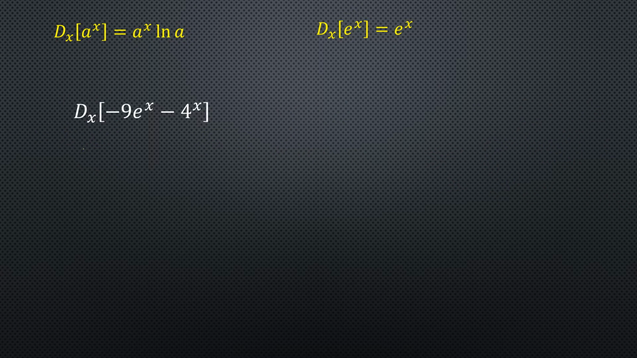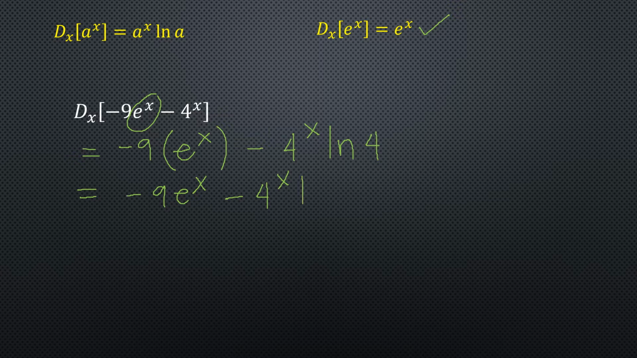Next example, we have the derivative of negative 9e raised to x minus 4x. We start from negative 9e raised to x, and that is negative 9 times the derivative of e raised to x, which is itself e raised to x. So we have e raised to x minus 4 raised to x and ln of the base 4, ln of 4. So our answer is negative 9e raised to x minus 4 raised to x ln of 4.